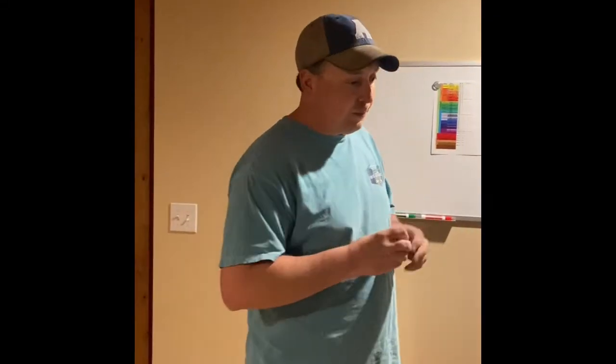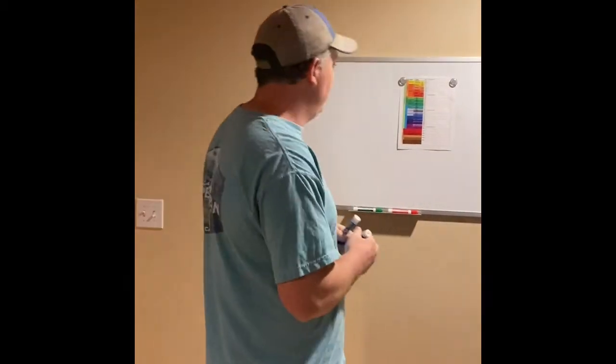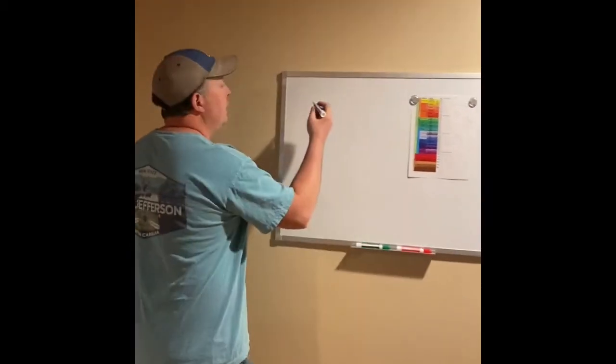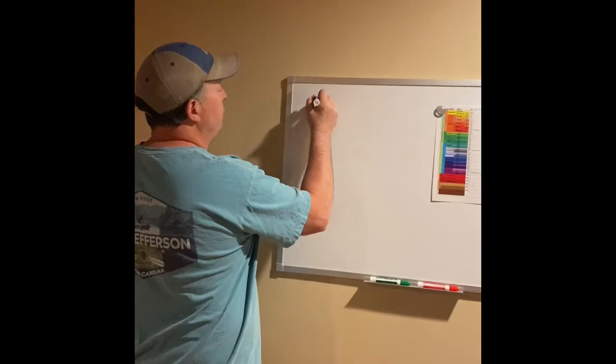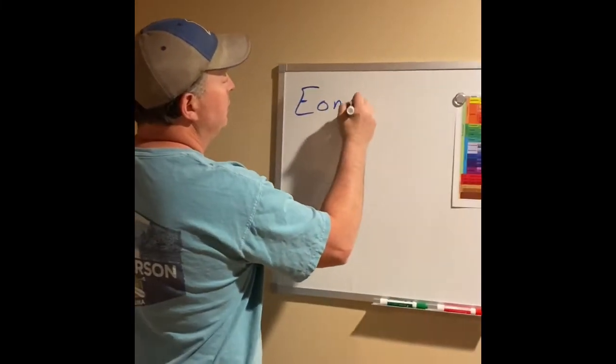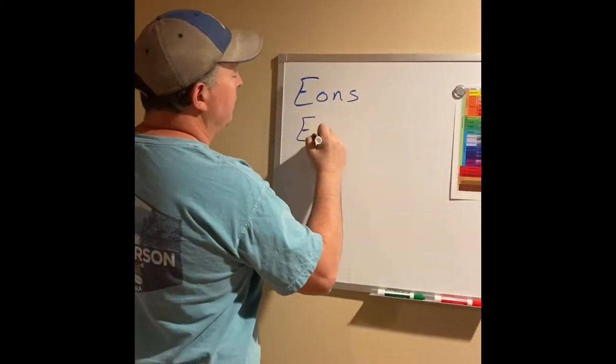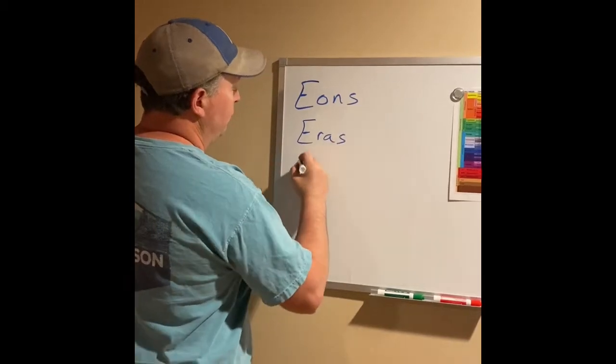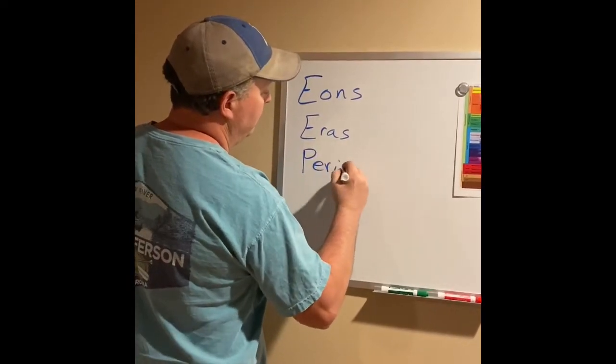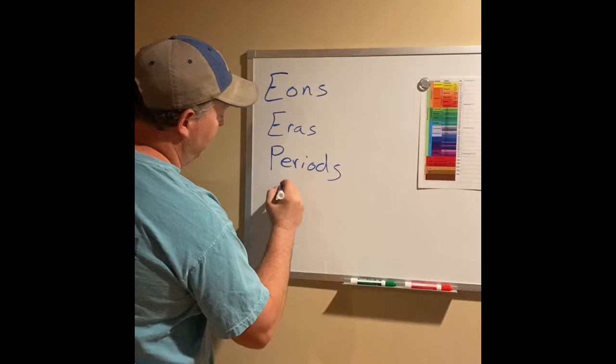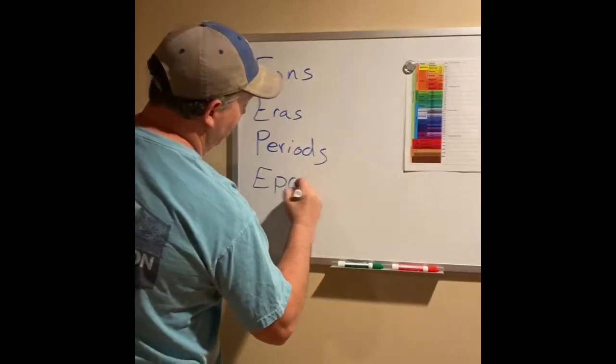How is the geologic time scale divided? Well, it's broken up into four main divisions, starting with eons, and then those are broken up into eras, and those are broken up into periods, and those get broken up into epochs, or epochs, however you say it.